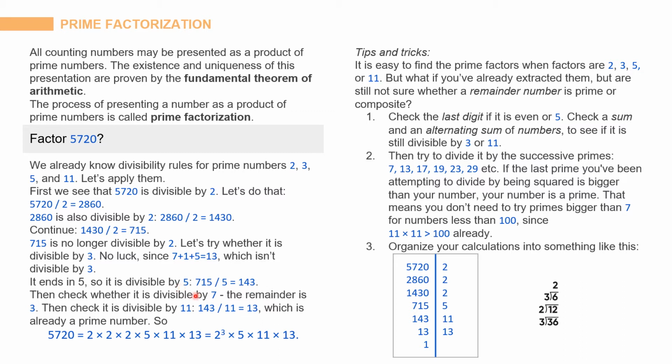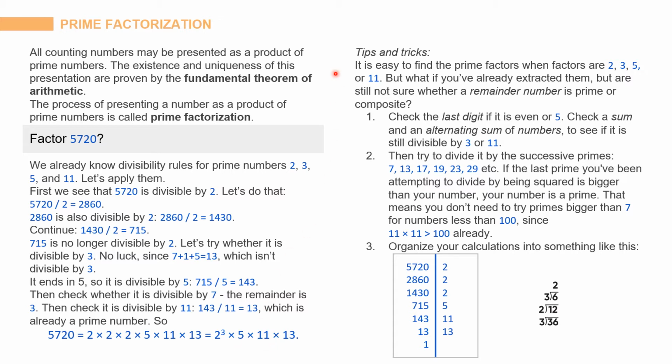If you wanted to check for divisibility by 11, you do the alternating sum rule. 1 plus 3 is 4. You subtract 4, you get 0. If it's 0 or a multiple of 11, it's divisible by 11. Since it's divisible by 11, we divide by 11, we get 13. 13 is prime, so we've completed the prime factorization. We had 3 factors of 2, a factor of 5, a factor of 11, a factor of 13, and we write this as 2 to the 3rd power times 5 times 11 times 13.